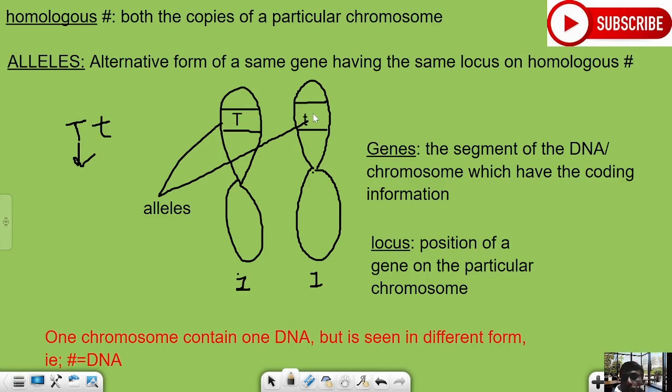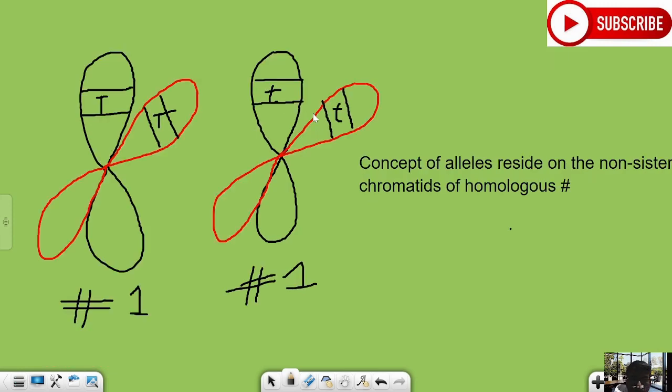Okay. Now, a chromosome is actually a DNA. What is a chromosome? A chromosome is a highly condensed structure of DNA, whereas chromatin is the less condensed form of DNA. So, one chromosome contains only one DNA, right? Next, there is a common thing to remember: in case of a homologous chromosome pair, the concept of allele resides on the non-sister chromatids of a homologous chromosome.